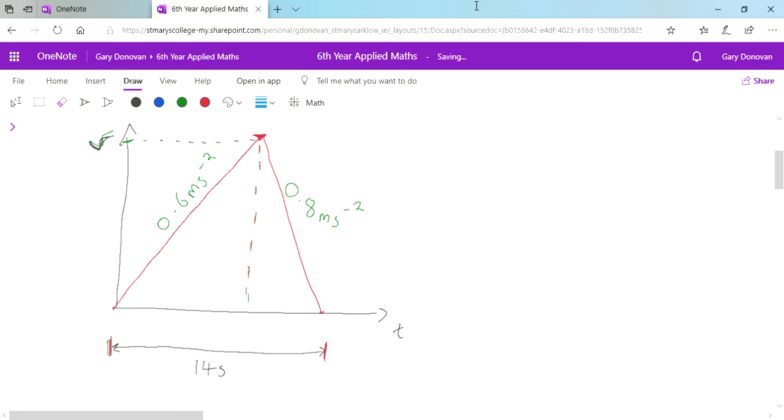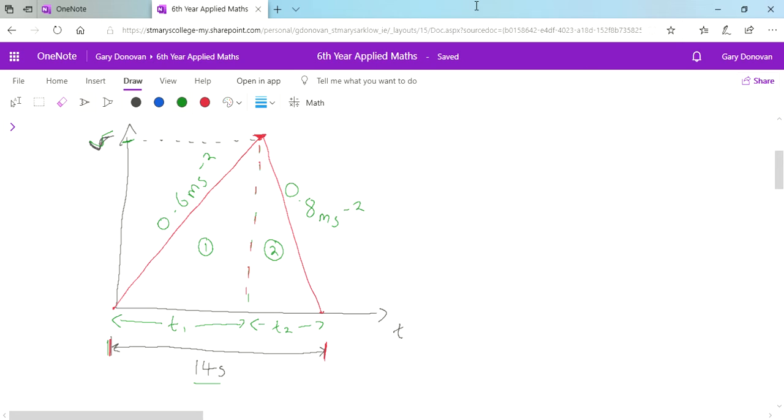We know the total time was 14 seconds, but what I usually do, and what you should do, is split this into two sections: section 1 where it's accelerating and section 2 where it's decelerating. Let's call the time it spends accelerating t1 and the time it spends decelerating t2. So that's part 1 done. Just fill in as much detail as you possibly can.